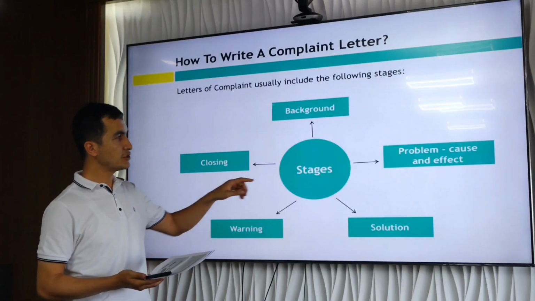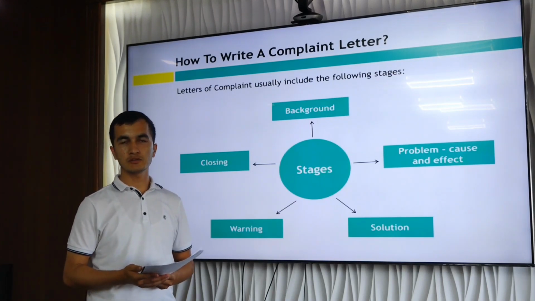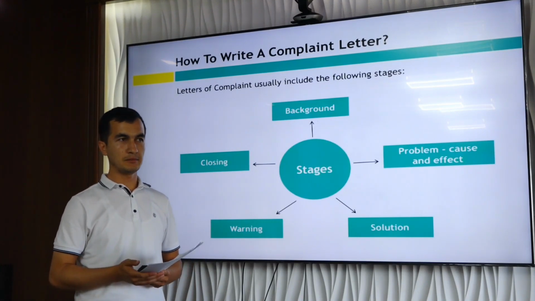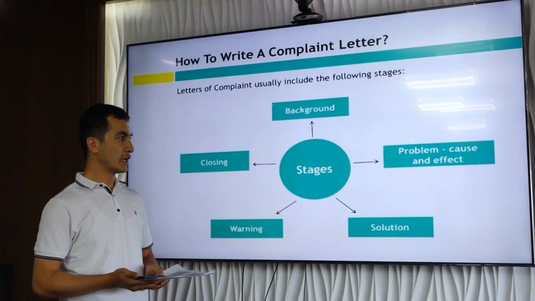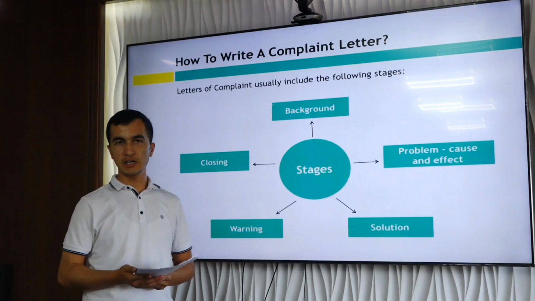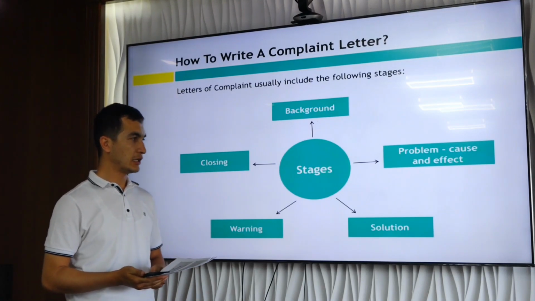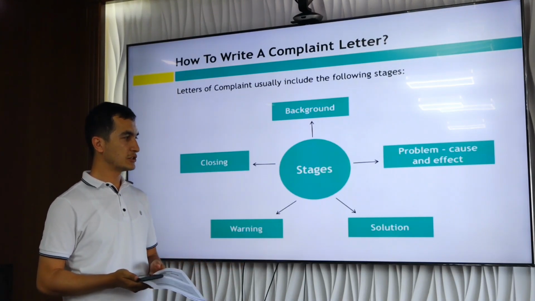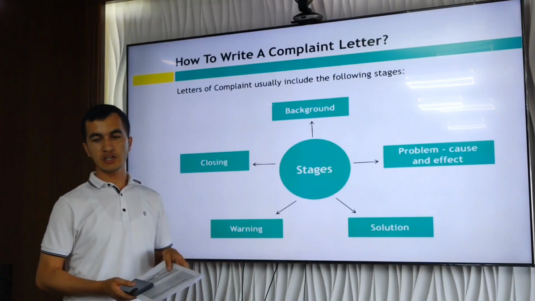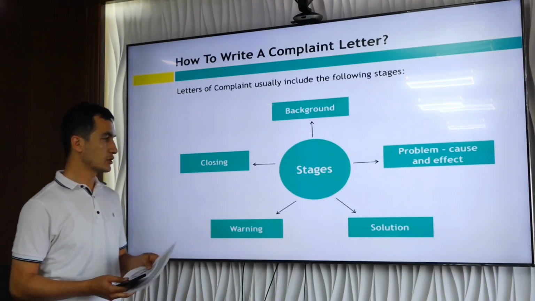And next stage is problem, cause, and effect. For example, you should write a problem related to service, and after that the effect, this dissatisfaction with your life as a customer. So next stage is solution. Solution might be a suggestion for the employer or a representative of a business to tackle the issue. And the next stage is warning. In this step, you should write about refund or any solution.